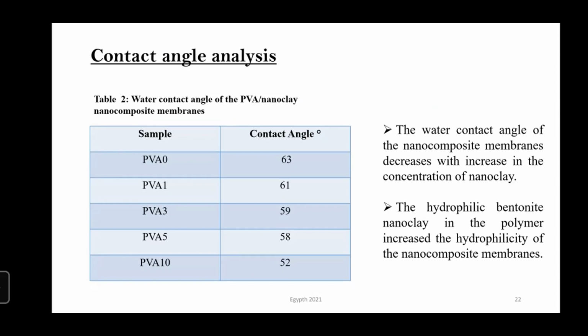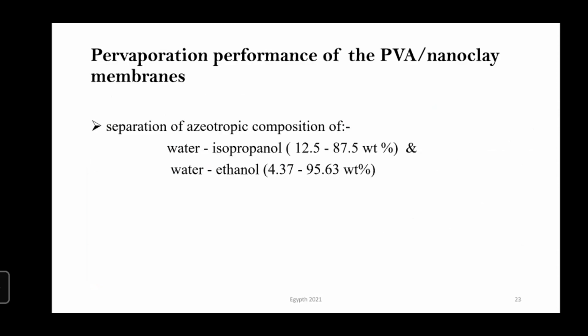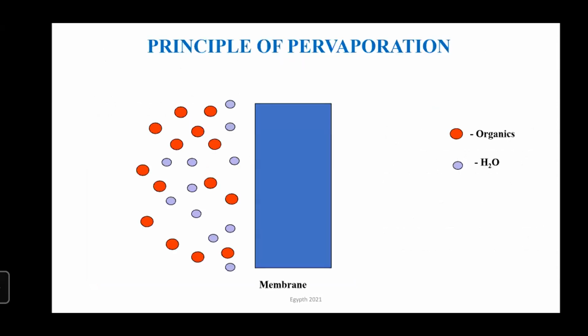So it is better to separate water, as water is selectively permeated through the membrane, and we mainly focused on the pervaporation separation of water isopropanol, water 1,4-dioxane, and water ethanol azeotropes. We are mainly focused on the azeotropic compositions of the water isopropanol, water ethanol, and water 1,4-dioxane mixtures. This is the principle of pervaporation. Pervaporation is a three-step process.